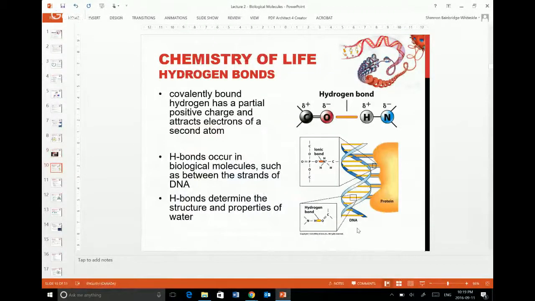Other than covalent bonds, probably the other most important type of bond that we're going to see in biological systems is the hydrogen bond. A hydrogen bond is not a sturdy bond, so it's not actually sharing any electrons. It is an attraction of electrons from two polar molecules.